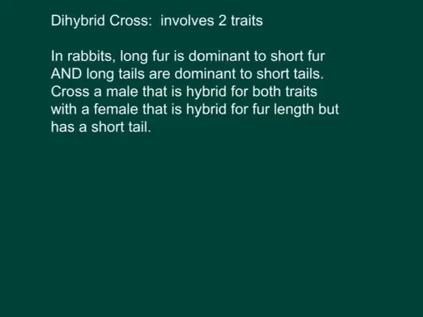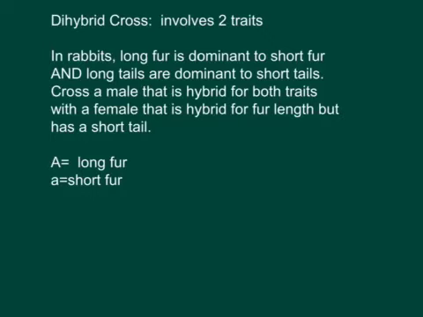Okay, the first thing that you have to do is identify what's dominant and what's recessive for each trait. So we're going to say capital A is going to be long fur, little a is going to be short fur, capital B is going to be long tail, and little b is going to be short tail. Okay, so that's the first thing that you do.